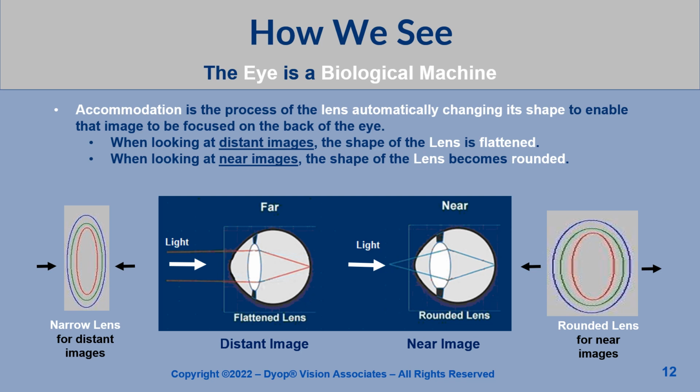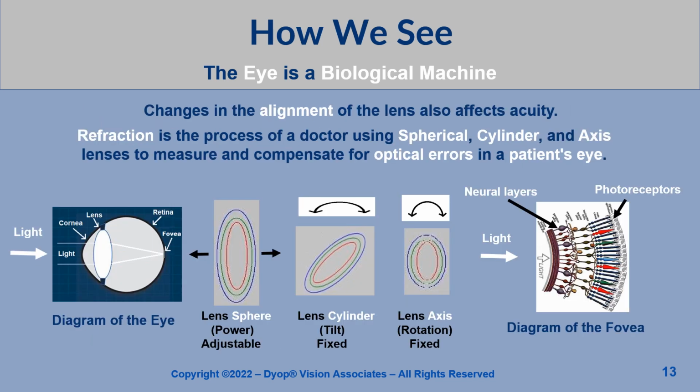Accommodation is the process of the lens automatically changing its shape to enable that image to be focused on the back of the eye. When looking at distant images, the shape of the lens is flattened. When looking at near images, the shape of the lens becomes rounded. Changes in the alignment of the lens also affects acuity.